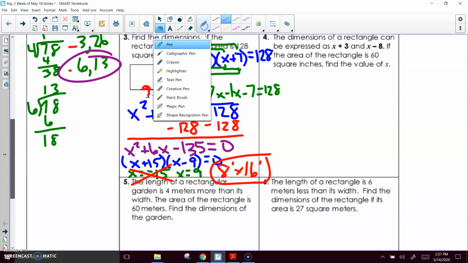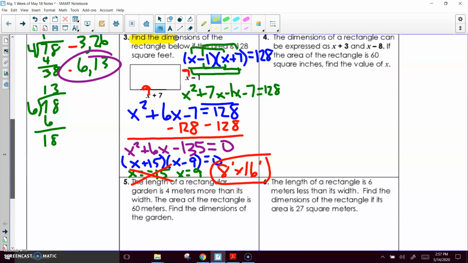The directions asked me to find the dimensions. Okay, so I plug my value of 9 into each of the missing sides. 9 plus 7 is 16. 9 minus 1 is 8. So 8 feet by 16 feet.